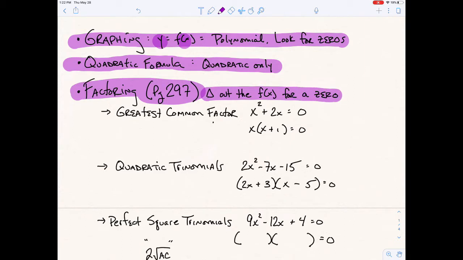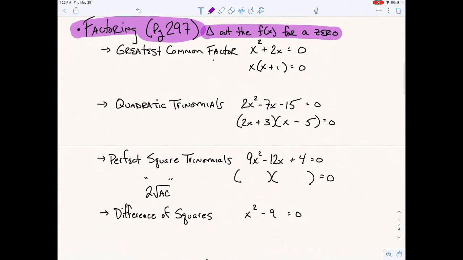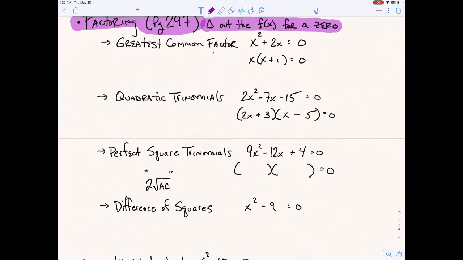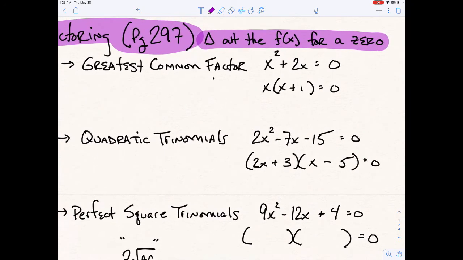So when we're solving by factoring, we're really trying to use that zero product property. So we need our polynomial to equal zero. So all of the ones I have here are going to equal zero. Most of these are going to be review only, so I'm going to zoom in a little bit. The first one, the greatest common factor.